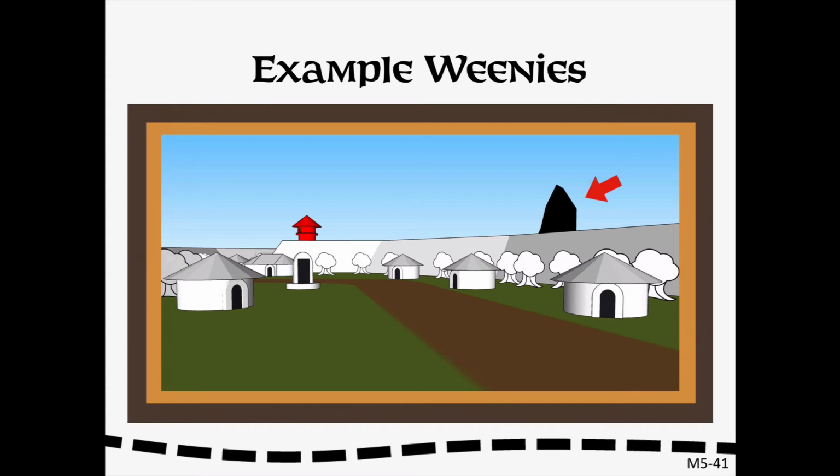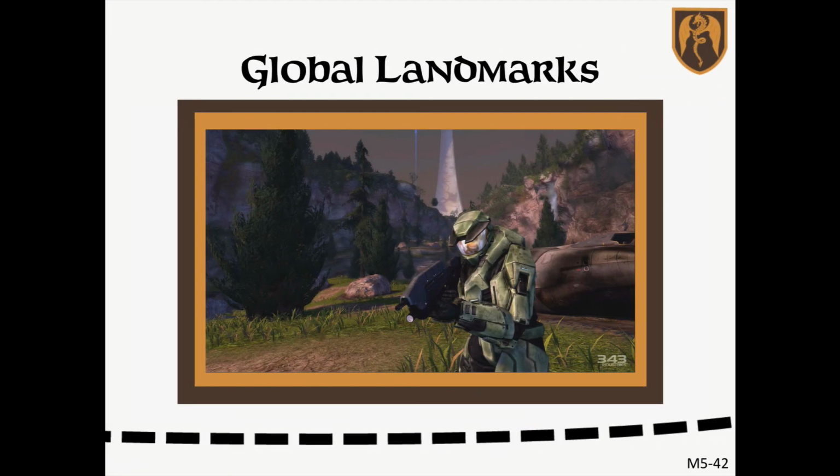But there's also that large black shape on the right. We will talk about that next. Global landmarks are elements in the visual design of game spaces that are present throughout several levels in a game. They help to ground the player in the level spaces and create a feeling of a unified world.